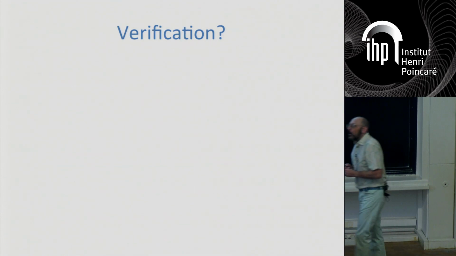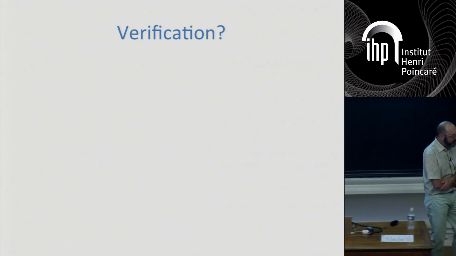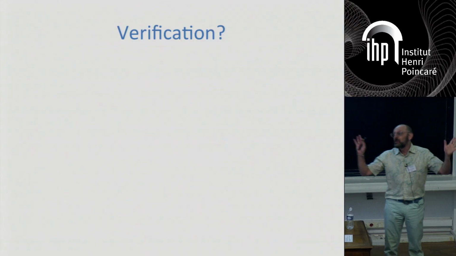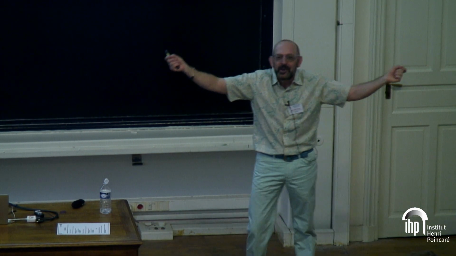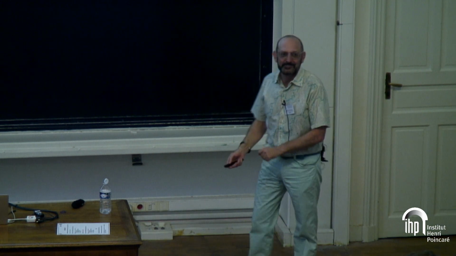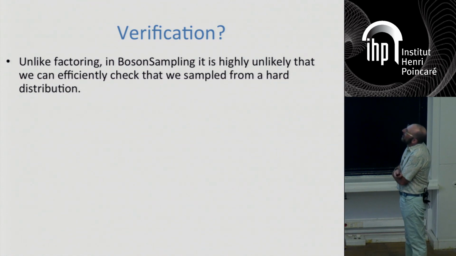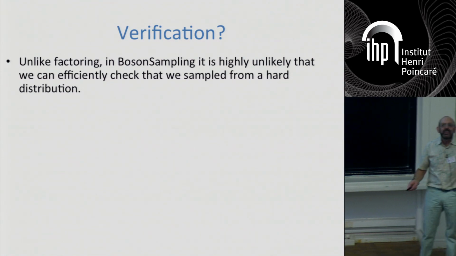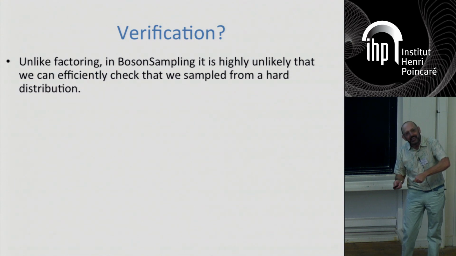All right, one last point. Verification. Let's say we made this Haar random unitary, or the pseudo Haar random unitary, and we're taking these samples. How the heck do we know that we've done anything? Well, it's a hard problem. Unlike factoring, it's not an NP problem where you plug it back in and there's a polynomial algorithm that tells you whether that was the right answer or not.